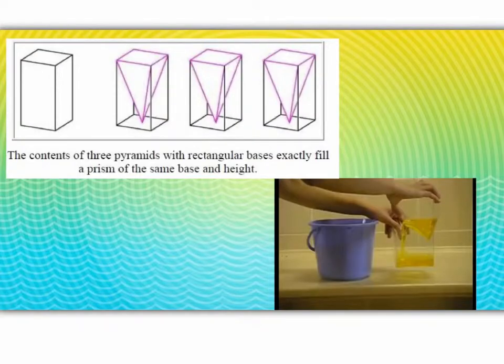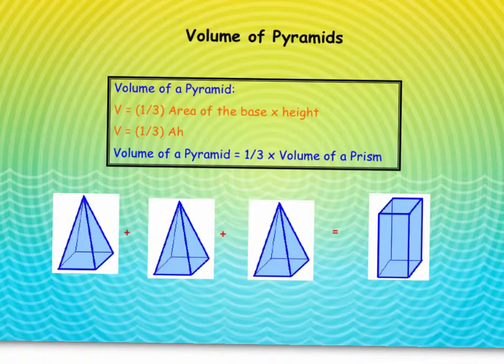Remember the video we watched in class where it took 3 pyramids to fill up a rectangular prism with the same amount of liquid, which also represents the volume? Well, remember the contents of 3 pyramids with rectangular bases exactly fill a prism of the same base and height. So here's our pyramid, same rectangular base, same height, and it takes 3 of these pyramids to fill up this rectangular prism. When we talk about filling up a prism or a cone or any type of solid, we're talking about the volume of that solid.